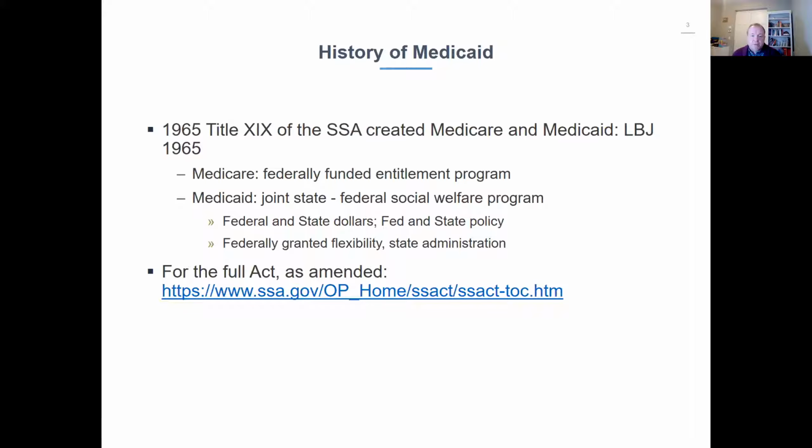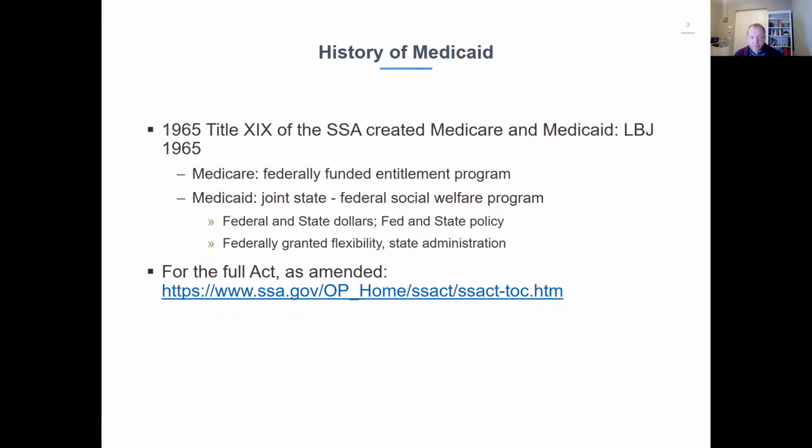So we have the inception of the program in 1965 in the Social Security Act, Title 19. We had Medicare and Medicaid. Now, of course, the important thing to keep in mind is that Medicare is a federally funded entitlement program. Medicaid, on the other hand, is a joint state and federal social welfare program. And so you have federal and state dollars, you have federal and state policy, as well as how states choose to implement federal policy. And of course, you have federally granted flexibility that allows states to administer parts of the program that are optional, that allows states to make some of their own decisions because they do have some of their own money in the program.